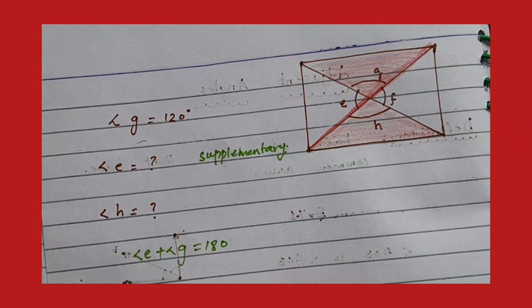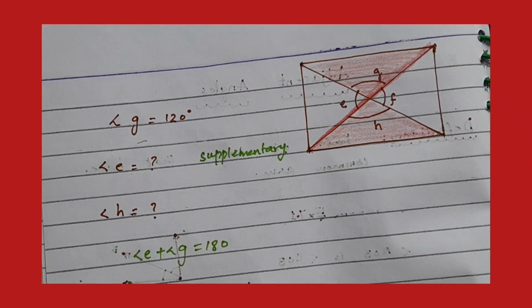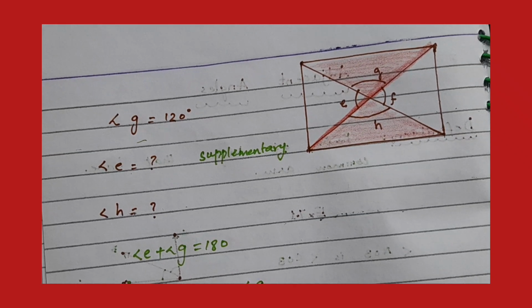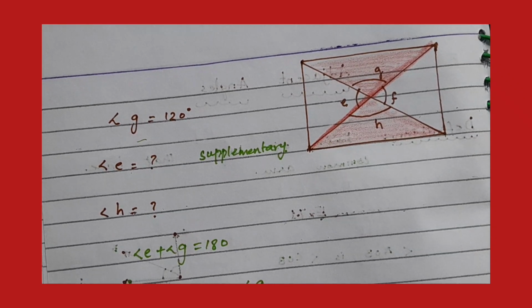And if we want to find angle E, we subtract the measure of angle G from 180 degrees, and the measure of angle G is 120. When we subtract this, we get 60 degrees. So we get angle E equals 60.